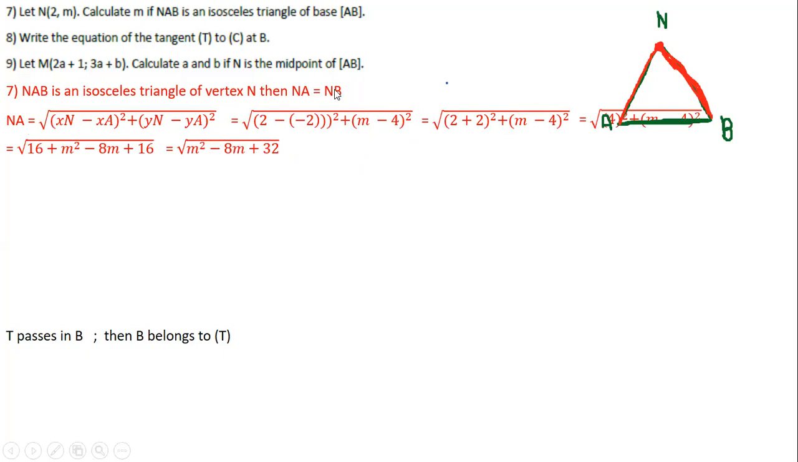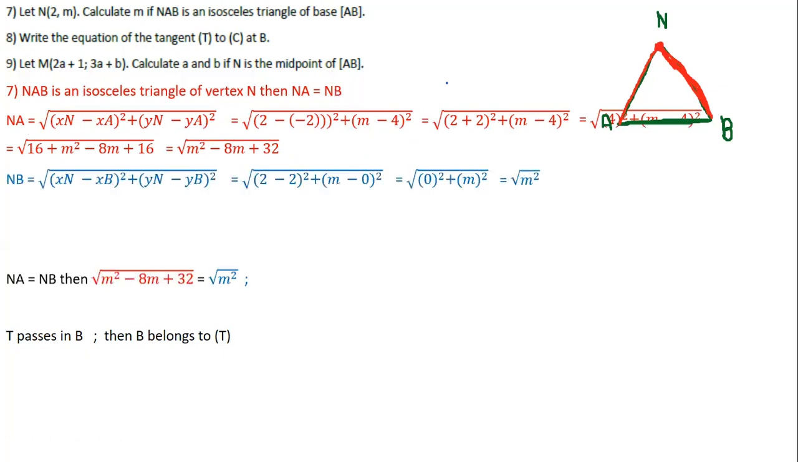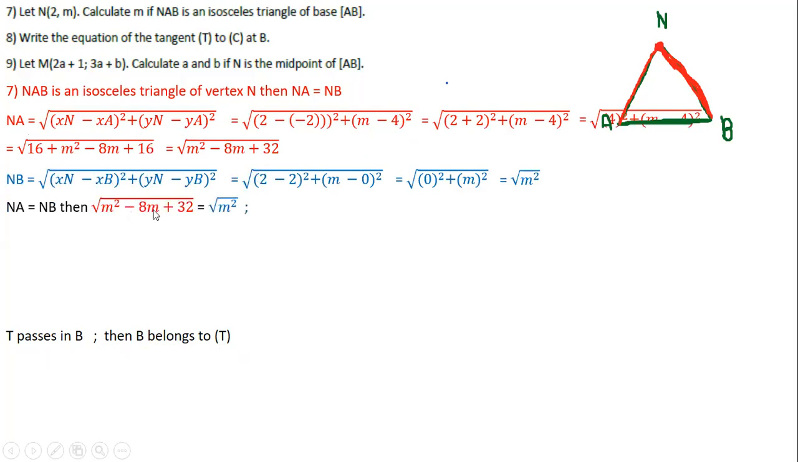Now we calculate NB in the same way. So we get NB is equal to radical m squared. The answer for NA equals the answer for NB because NA equals NB. So we write radical of m squared minus 8m plus 32 is equal to radical m squared.